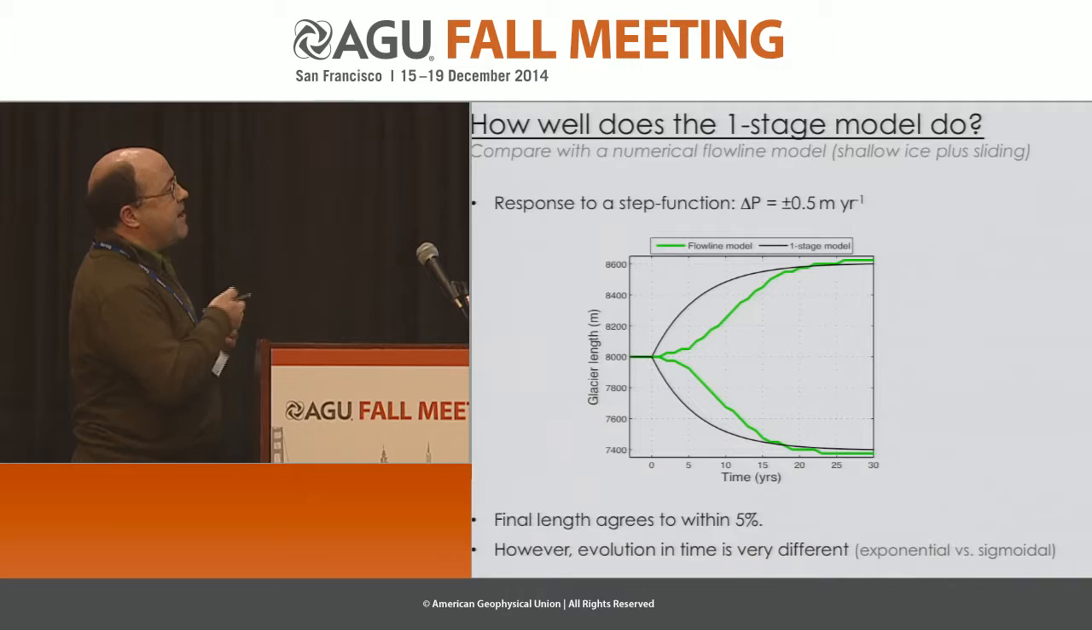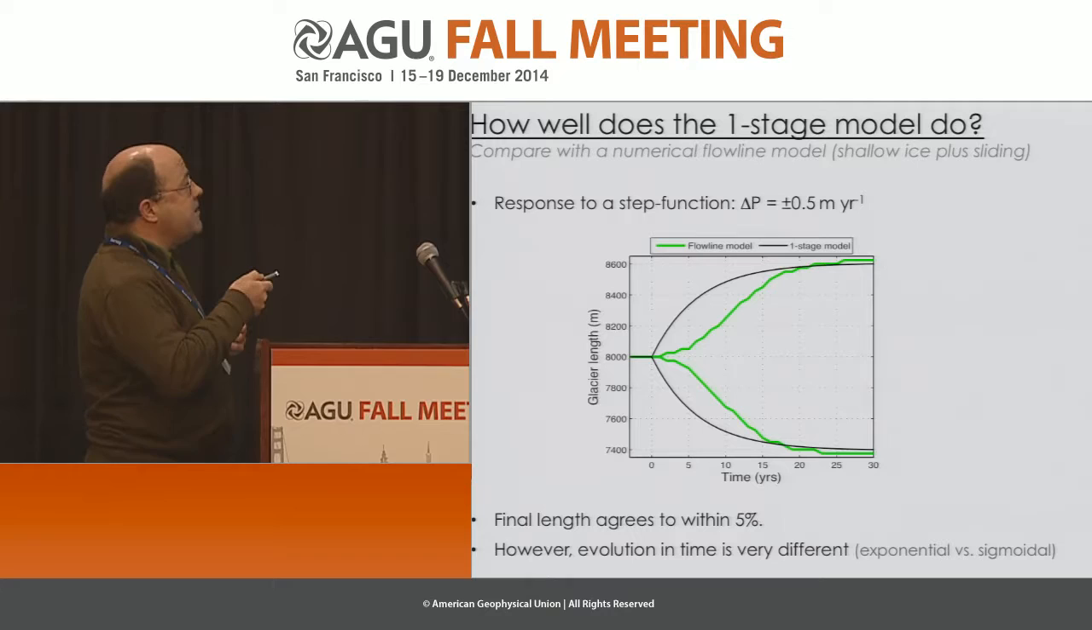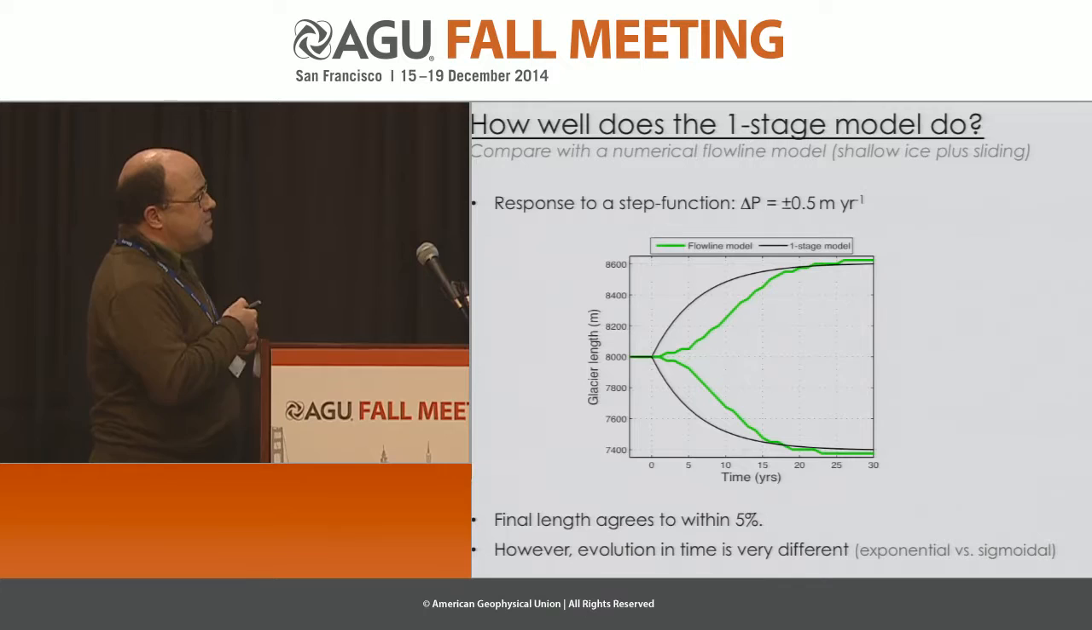But the way they get to that same ultimate equilibrium is very different. The one-stage model, as it must, approaches that equilibrium asymptotically. On the other hand, the numerical flowline model is more tulip-shaped. It takes a while to get going before it increases slightly more quickly and then ends up roughly in the same place.